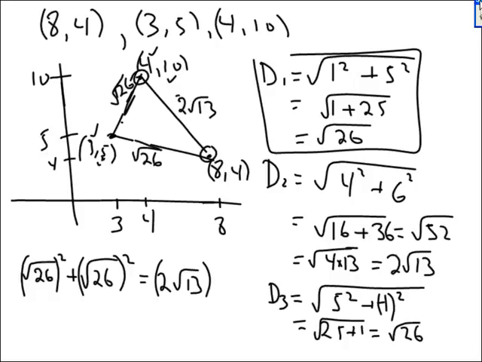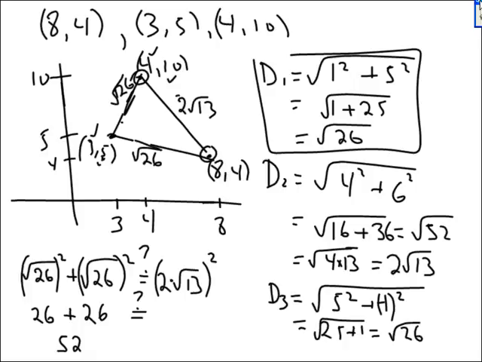It's the only different one. Is that true? If it is, we have our right triangle. Well, when you square the square root of 26, you get 26. When you square the square root of 26, you get 26. And when you add those up, you get 52.